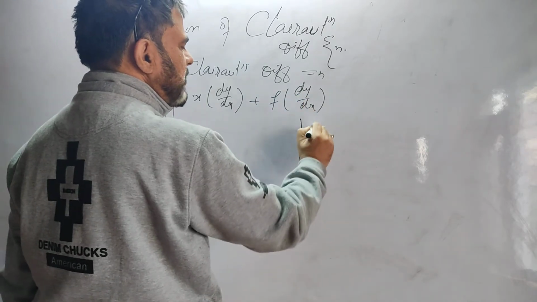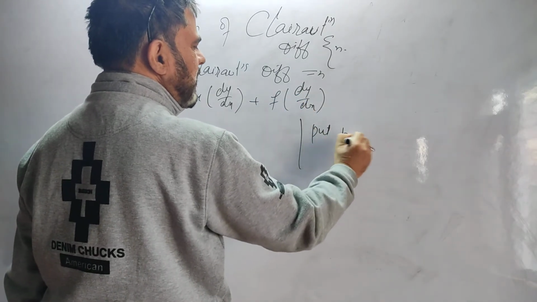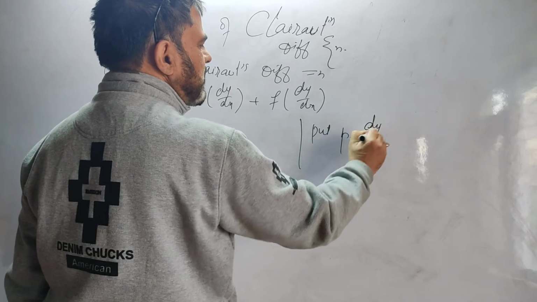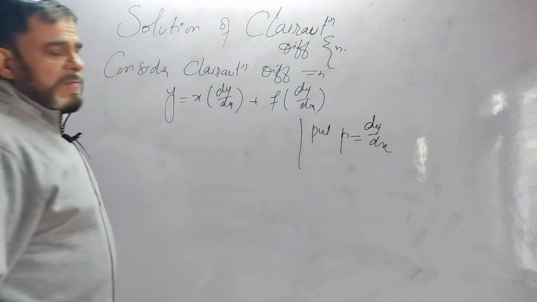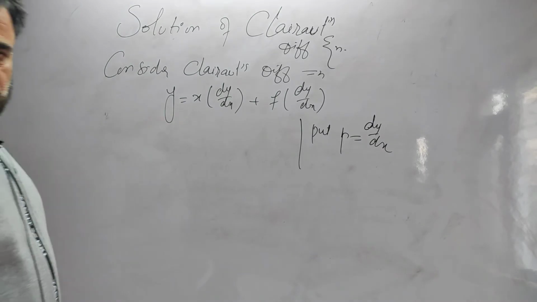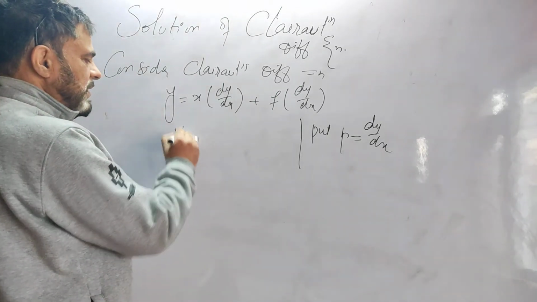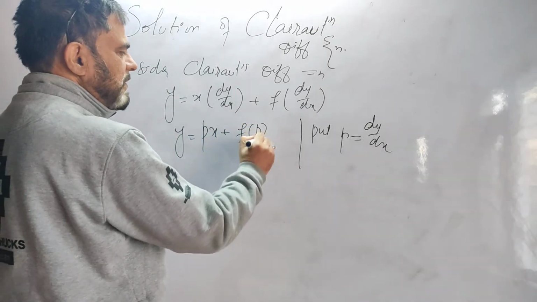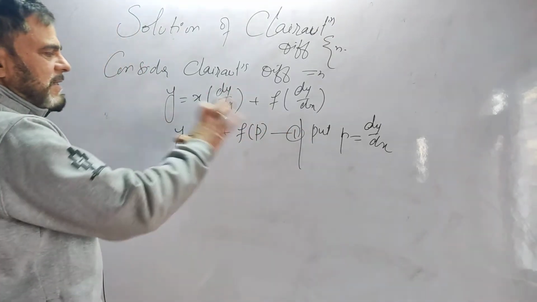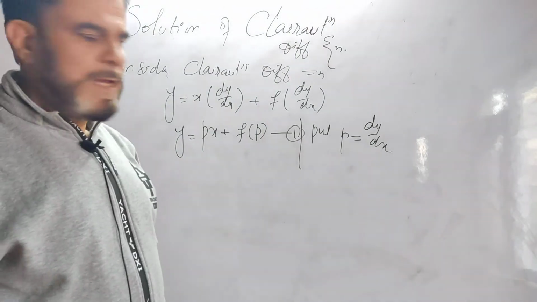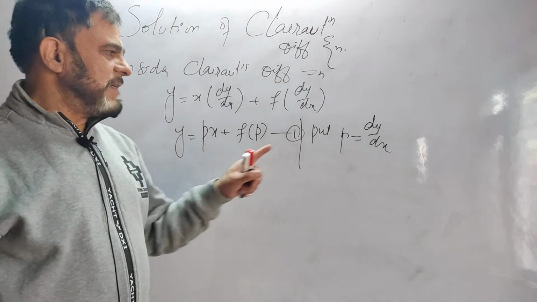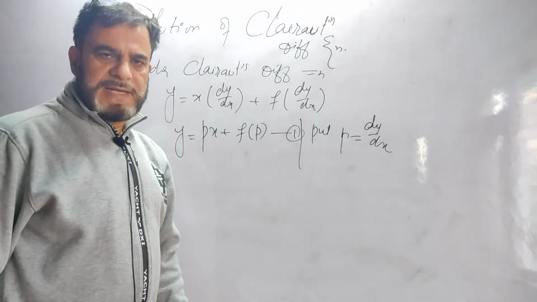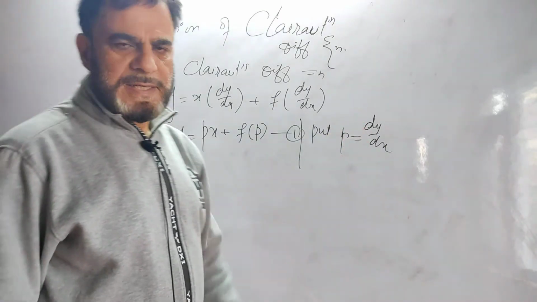Let me put here as usual what we did previously. I put p is equal to dy by dx. When we put p is equal to dy by dx, what do you get? You get y is equal to px plus f of p. This is now Clairaut's differential equation. Note that y is here the dependent variable, x is independent. p is dy by dx here.